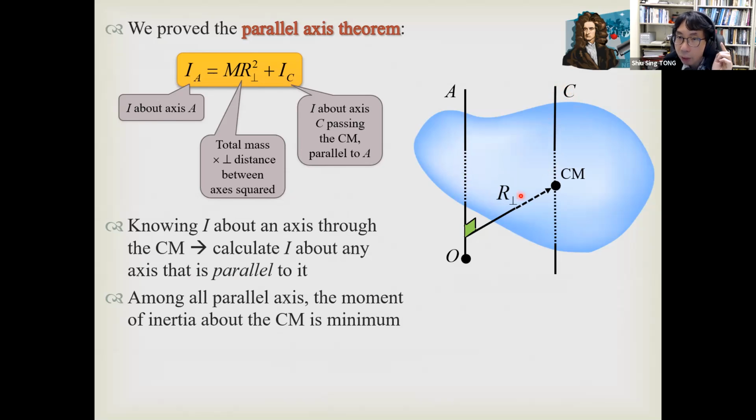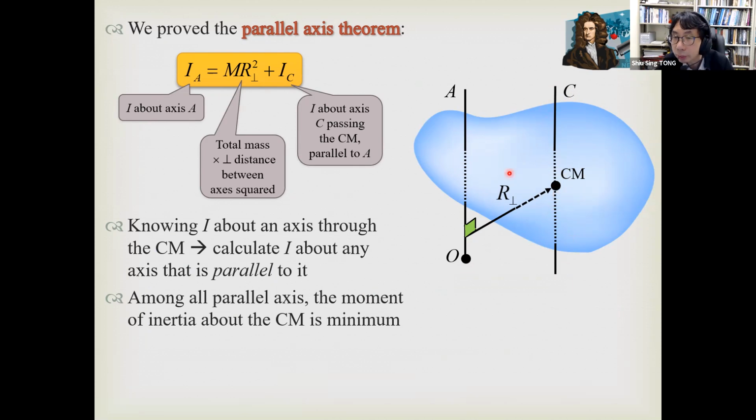Okay. Now what I'm going to say is like this. You now have two axes, axis A and axis C. They are parallel to each other. And the axis C passes through the center of mass of the body. Now you have an extended body.